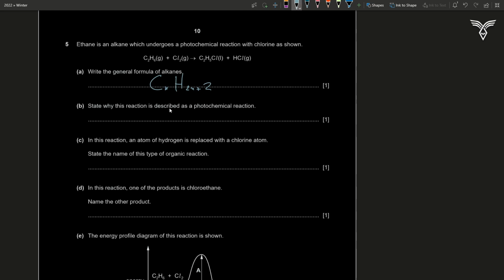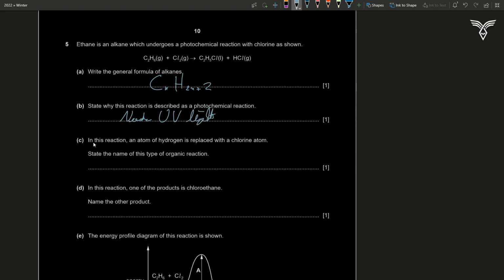B. State why this reaction is described as a photochemical reaction. A photochemical reaction is a reaction that needs light to happen. What does it specifically need in light? It needs ultraviolet light, which is UV light.